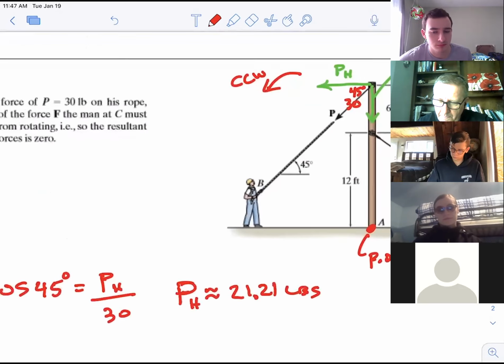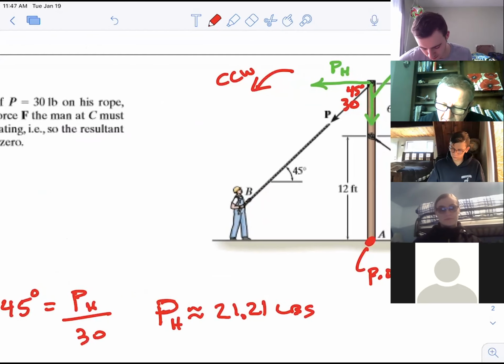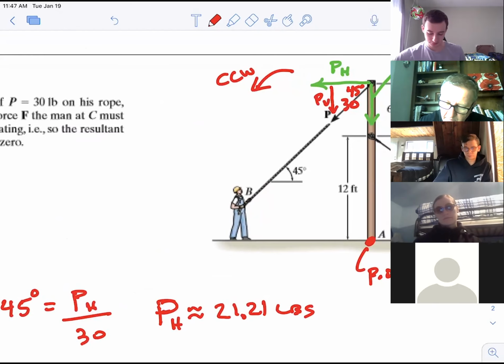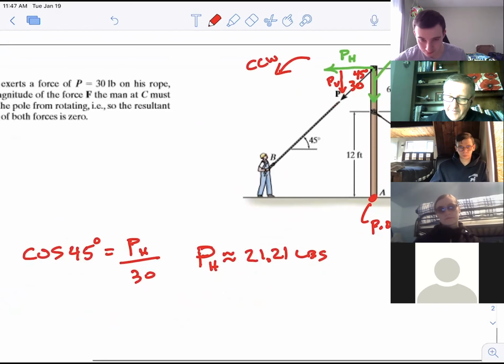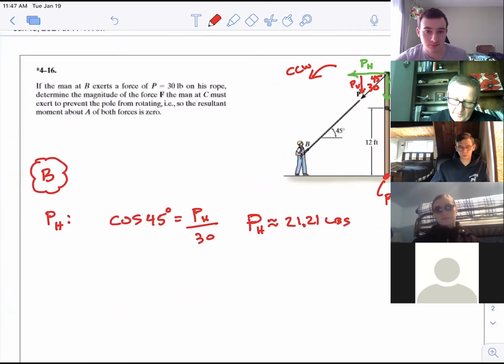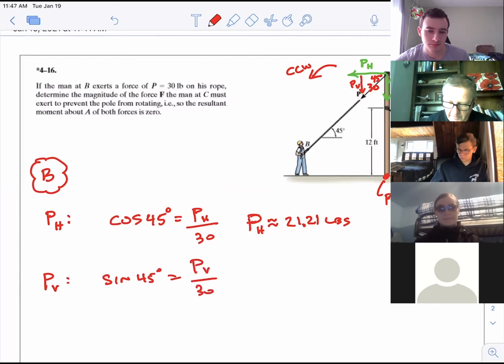And to make a right triangle, I would actually have to move, if you will, P of V over here. And so maybe it's easier to see if I draw that right triangle. So then I could say, okay, what about P force vertically? Well, that'd be the sine of 45 is P of V over 30. And in this case, I get the same exact answer because 45 is symmetrical.